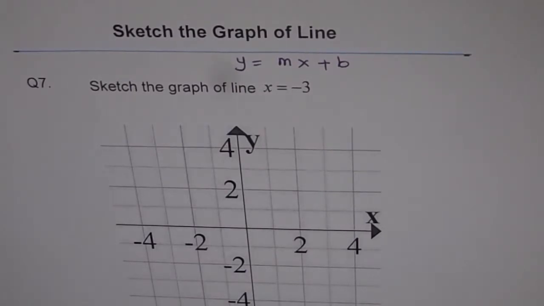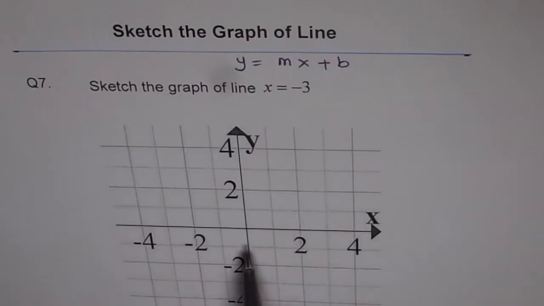And well, there is a reason for this. We will find out why it cannot be written as y equals mx plus b. So what we will do here is plot some points and then check how to draw this line. Well, there is no point in plotting the points also because we have only an x coordinate here. What is the x coordinate? Let's start with that. The x coordinate is minus 3.